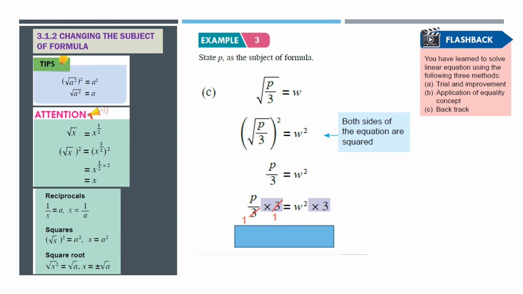Okay, now we need to remove the 3 here. What we do is to multiply with 3 on the left side. So we need to also multiply W squared here with 3. So it will become like this. P over 3 multiply 3 equal W squared multiplied by 3. We eliminate 3 here. So it only left P there. P equal 3W squared.